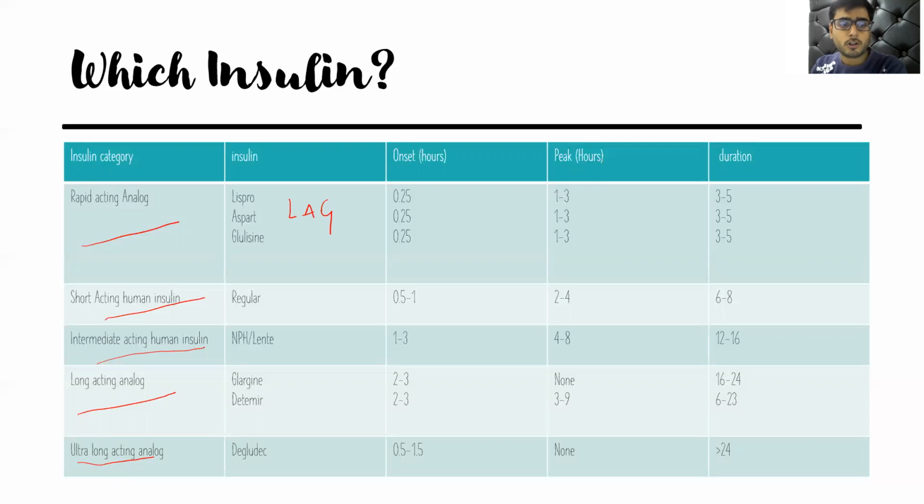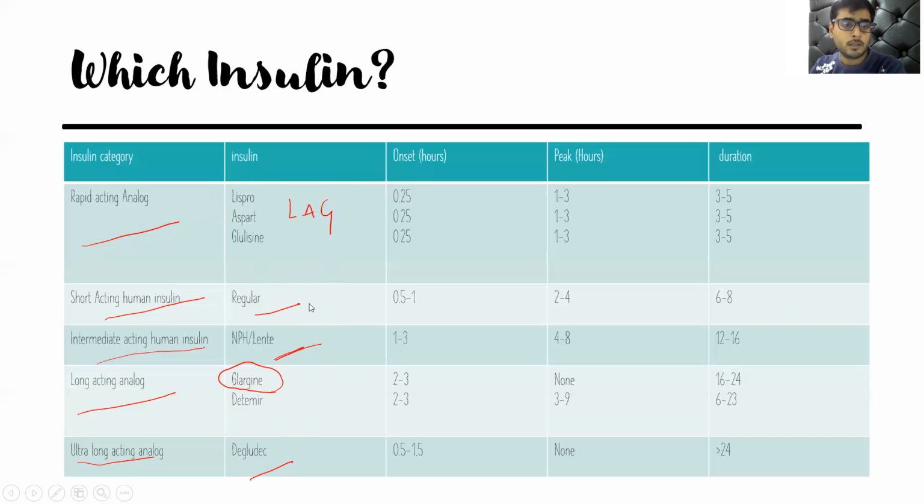Next comes the short acting human insulin, which is nothing but regular insulin. Intermediate acting human insulin are NPH or Lente. Coming on to the long acting analogs, they are glargine and detemir, but the one most commonly used these days is glargine. And ultra long acting is degludec.